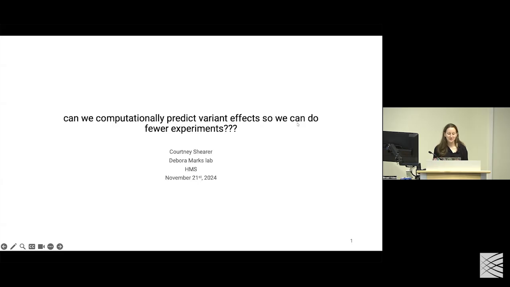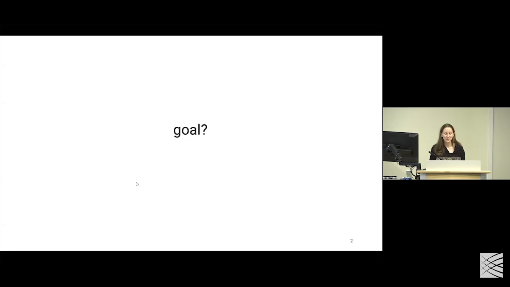in the morning. So with all that, the main question we're answering here, not to make this overcomplicated, is can we computationally predict variant effects so we can do fewer experiments? Maybe.